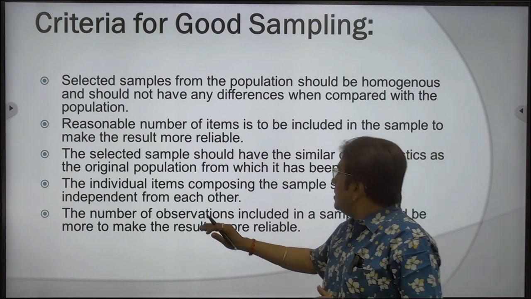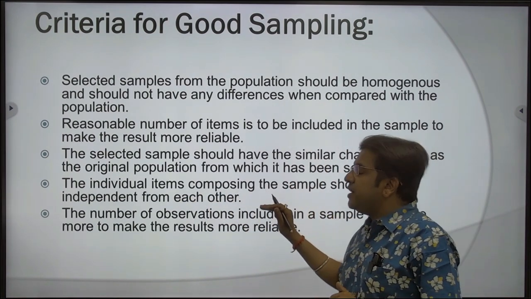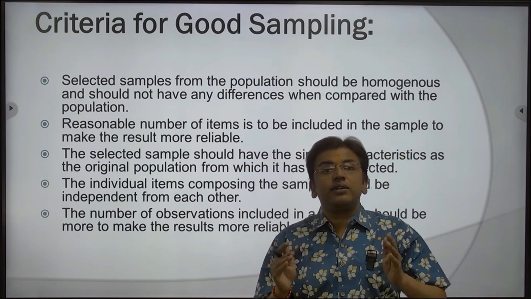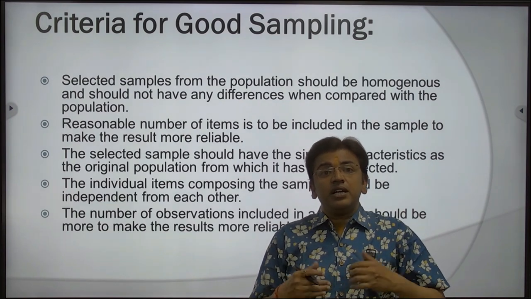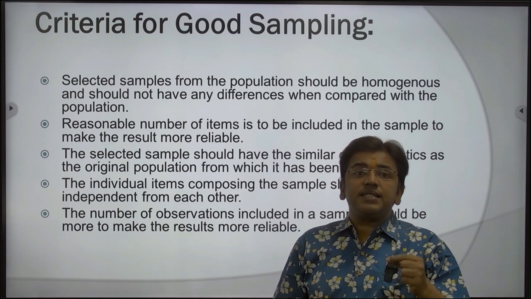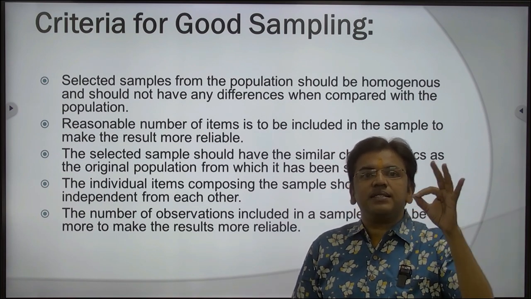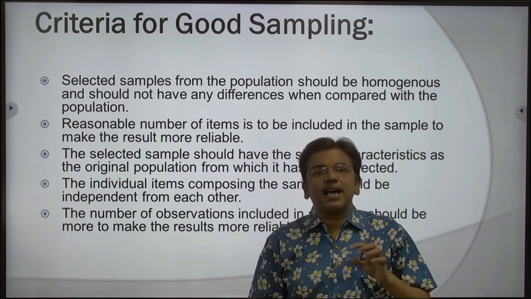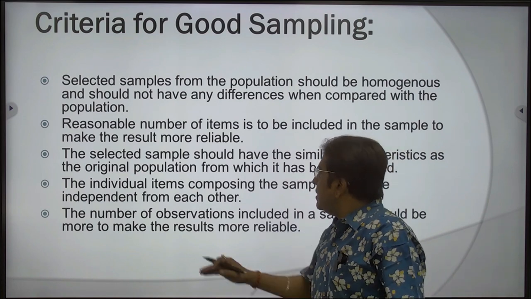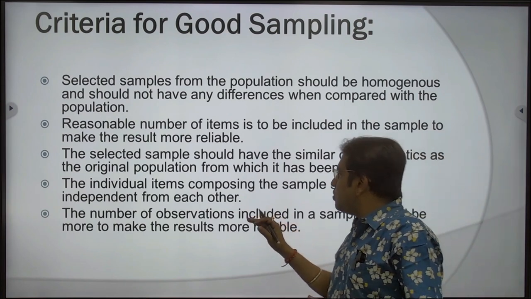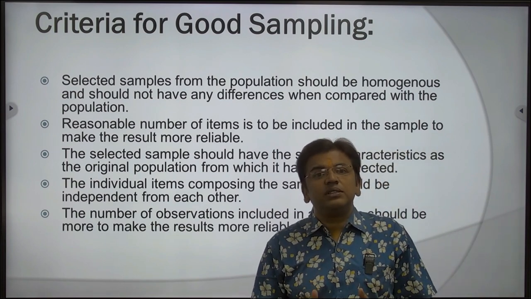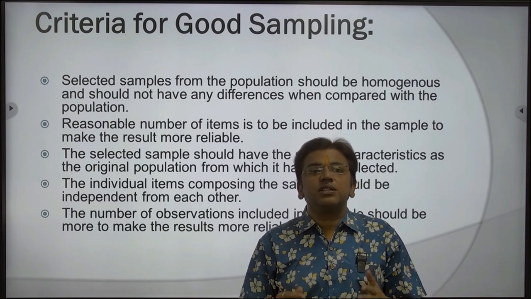Right? Now the next one, the individual items comprising the sample should be independent of each other. Each of the samples should have an independent identity. If you are going to conduct a study on the consumer behavior of students of India, every student is an independent personality. If you are going to conduct a study on the consumer behavior of the Indian banking system, every consumer of an Indian bank has a different personality. So, the independence of each individual is very important in this sample. The number of observations included in a sample should be more to make the result more reliable. The more the sample, the more effective and reliable the result will be as a whole.